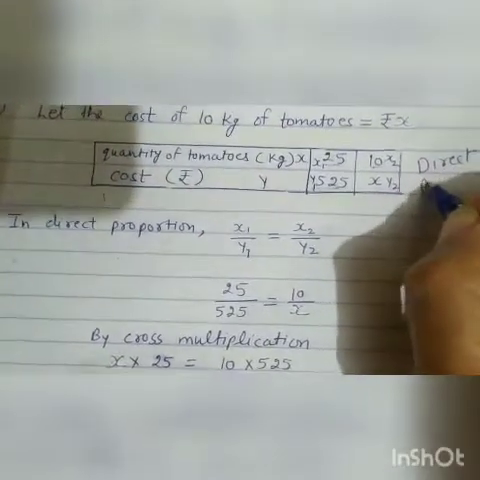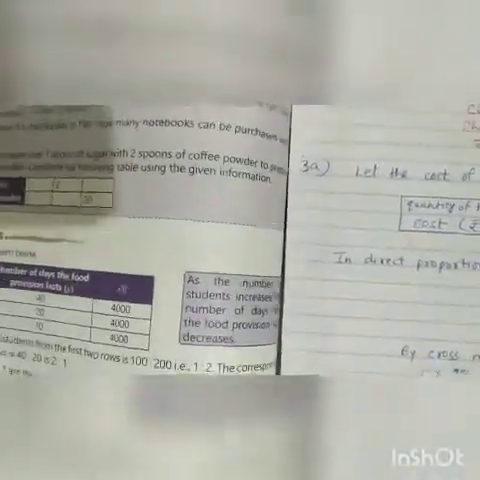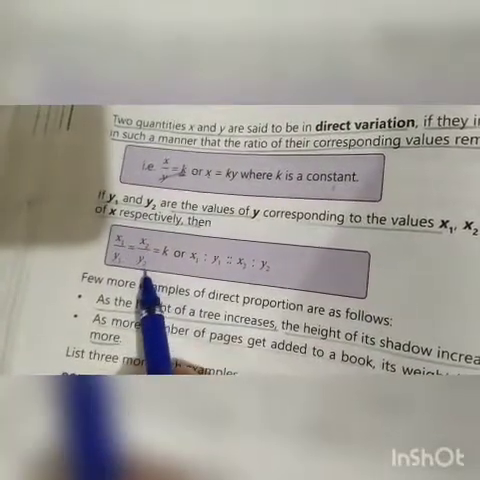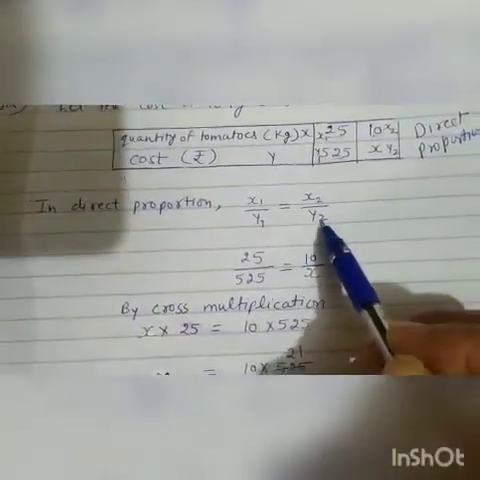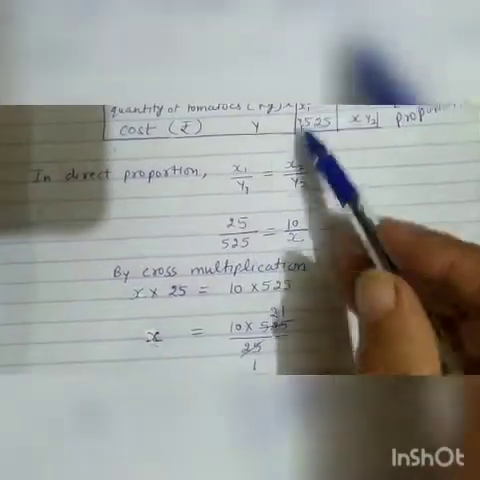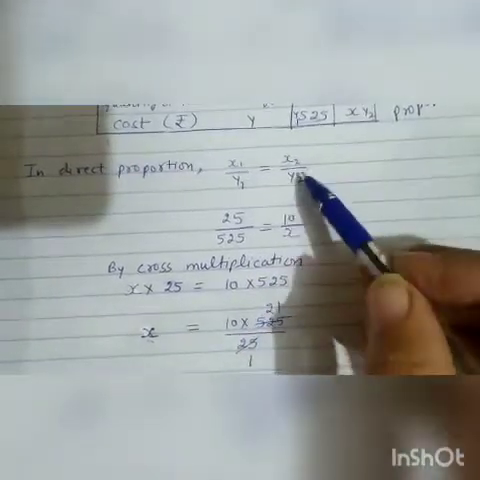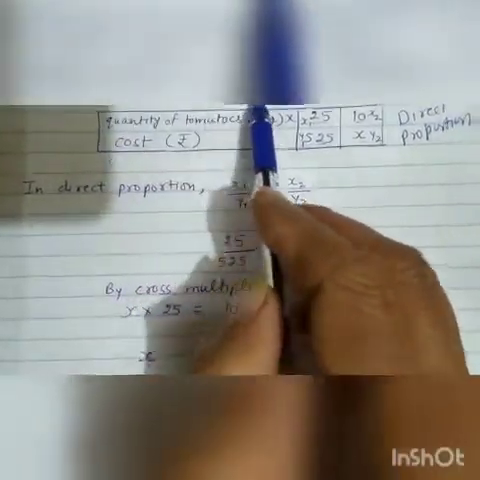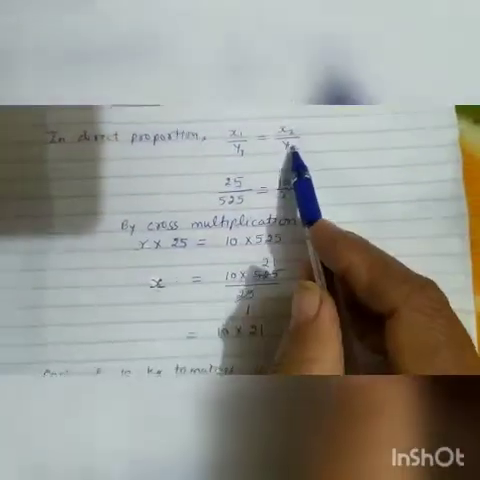We will write here direct proportion. And in direct proportion, I explained to you in the previous class, x1 upon y1 is equal to x2 upon y2. So we will write here, in direct proportion, x1 upon y1 is equal to x2 upon y2. Then we will put the values. x1 is 25 kg, y1 is 525, equal to x2 is 10 kg, and y2 is the cost of 10 kg tomatoes, which we have taken as rupees x. So the value of y2 is x.